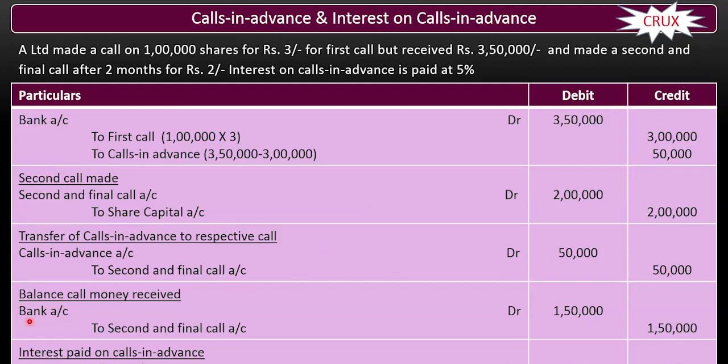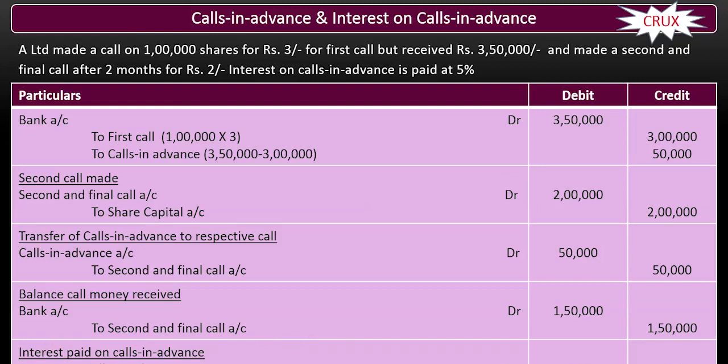After this, we will receive the balance money, that is 1,50,000. So debit bank, because of increase in asset, and credit share second and final call, decrease in asset.